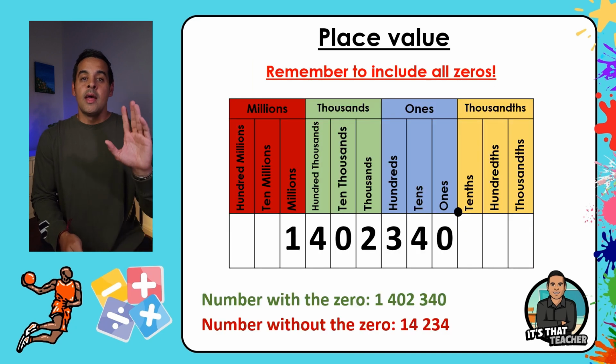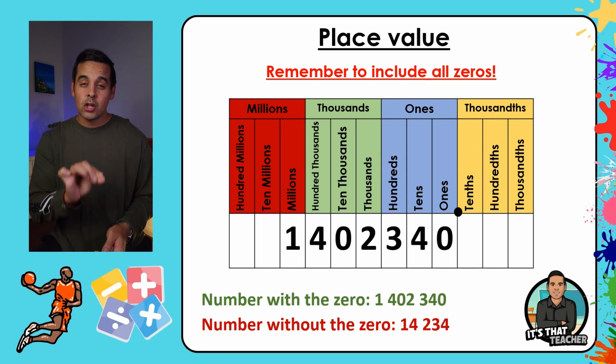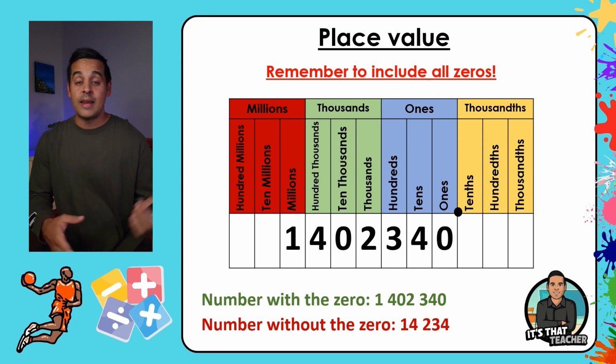So this is another important piece of information that we need to remember. So you have to include the zeros. A lot of times in maths, 0 is worth nothing, as you can see. However, if you look by the green writing, the number is 1,402,340. However, you need to include these even though sometimes they're worth 0 in other subjects, in other areas.